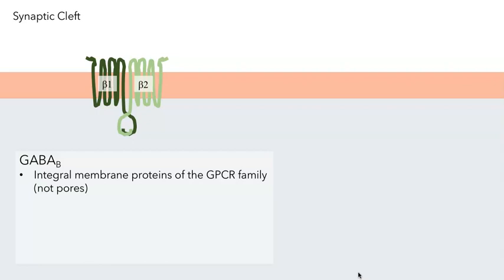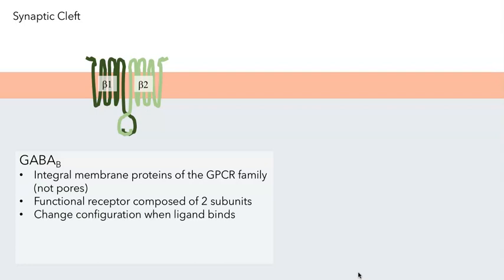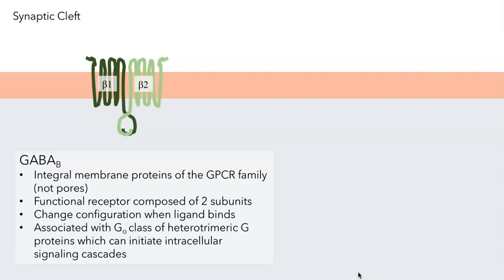They are integral membrane proteins of the GPCR family. Again, they're not pores. The functional metabotropic GABA receptor is composed out of 2 subunits, so it looks a little bit different than the metabotropic glutamate receptors, but the way that it acts is very similar. It'll change configuration when the ligand binds, and it's associated with a class of heterotrimeric G proteins that can initiate or turn off intracellular signaling cascades. So in the inactive state, no GABA is bound.